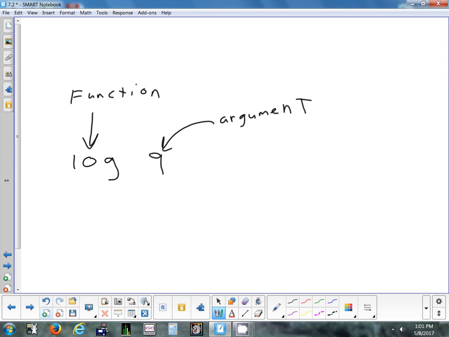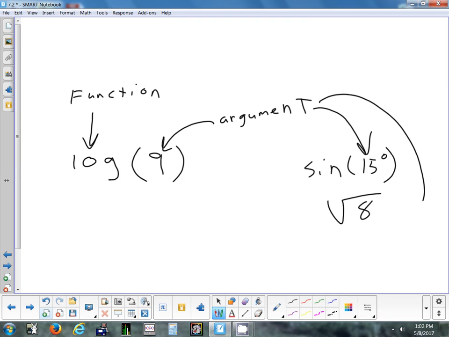So this problem says take the log of 9. Just like this problem says take the sine of 15 degrees. Okay? This is the argument. It's the thing I'm taking the sine of. Or take the square root of 8. 8 is the argument. It's the thing I'm taking the square root of. All right, so the thing you're taking the log of is the argument.